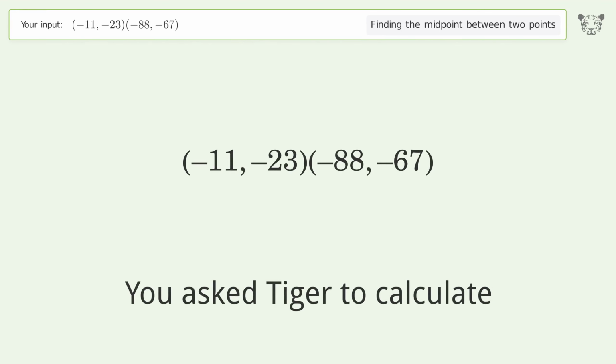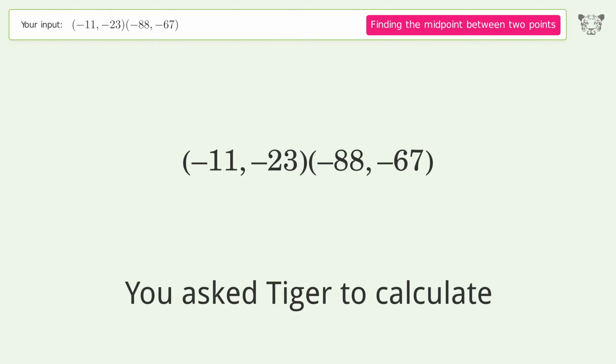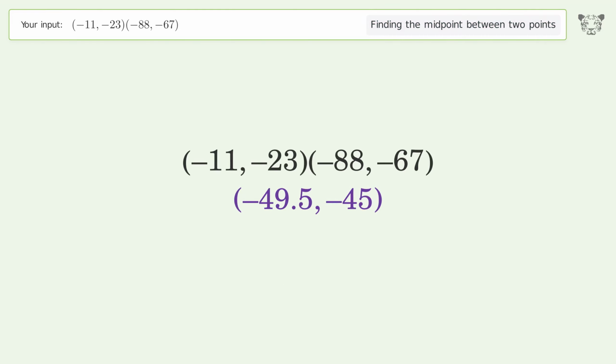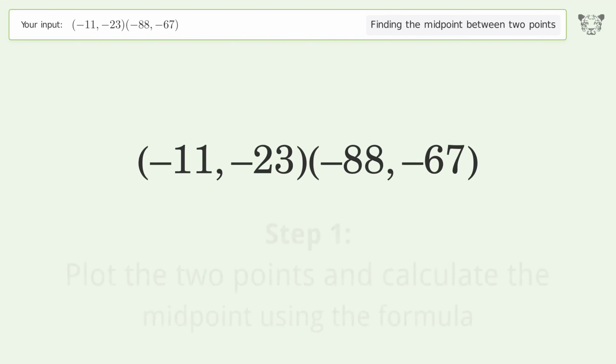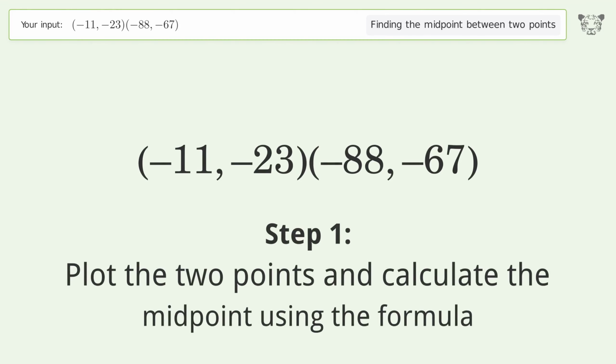You ask Tiger to calculate. This deals with finding the midpoint between 2 points. The midpoint between the 2 points is -49.5, -45. Let's solve it step by step. Plot the 2 points and calculate the midpoint using the formula.